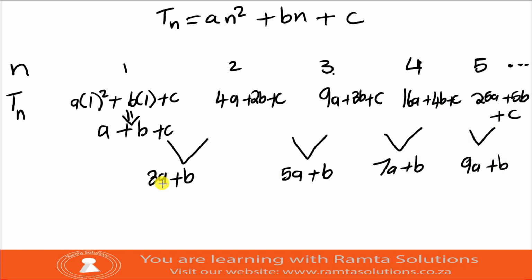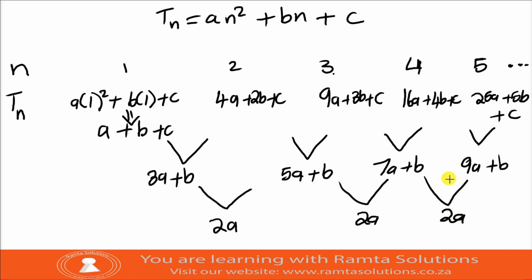As you can see, this difference here is not common, meaning it's not a constant. So I need to find another difference. 5a minus 3a is 2a, b minus b is 0. 7a minus 5a is 2a, b minus b is 0. 9a minus 7a is 2a, b minus b is 0.